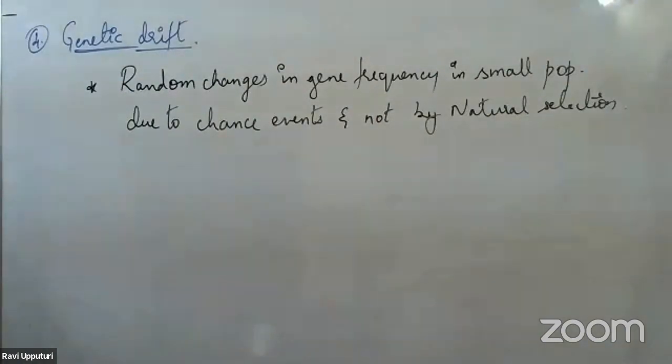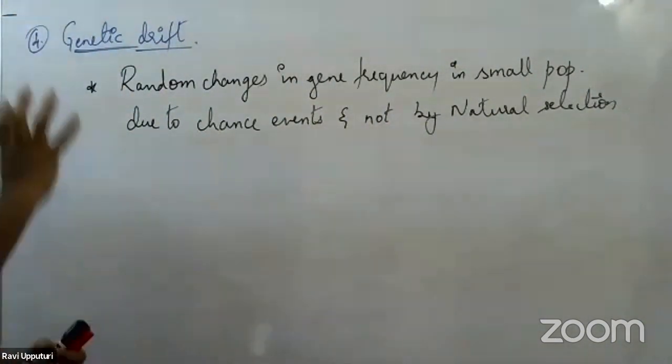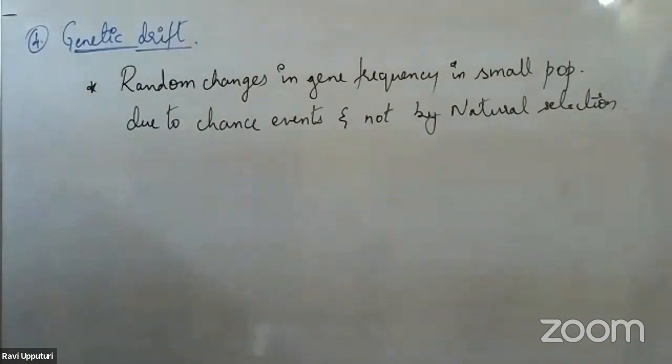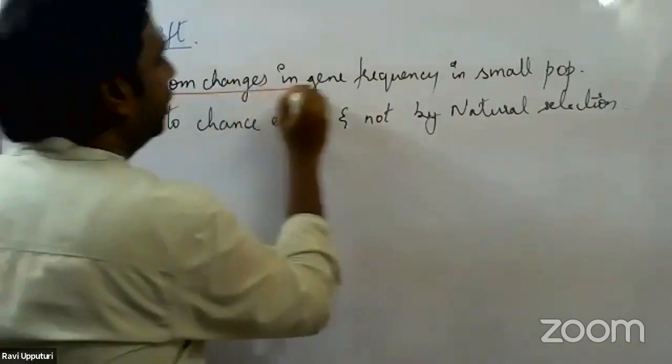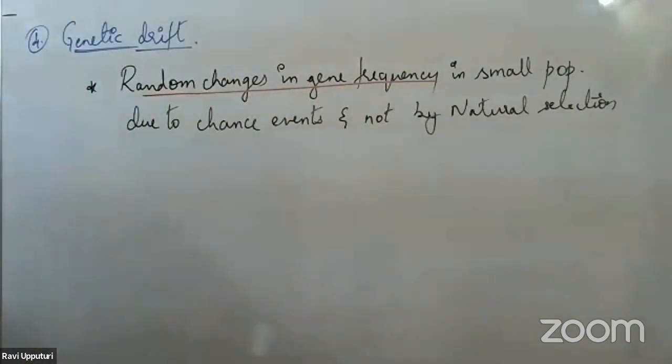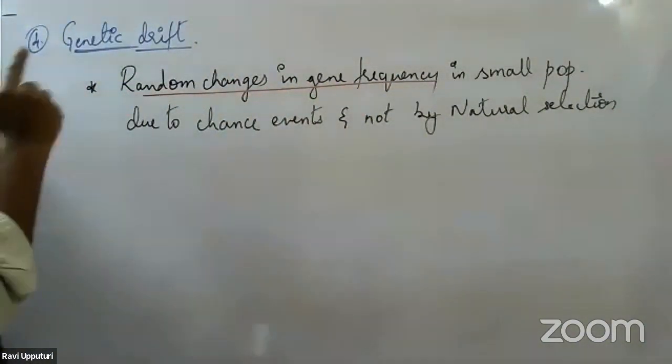So what is genetic drift? The random changes that occur in the gene pool of a small population due to chance events and not by natural selection. This is called genetic drift. So three important things you need to remember whenever you talk about genetic drift. What are the three important things? First one, random changes in the gene frequency.